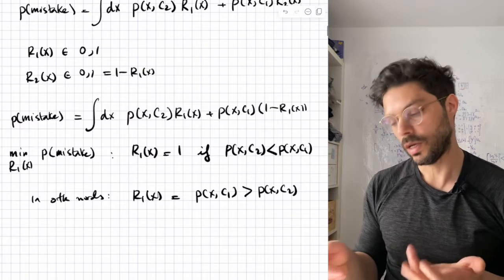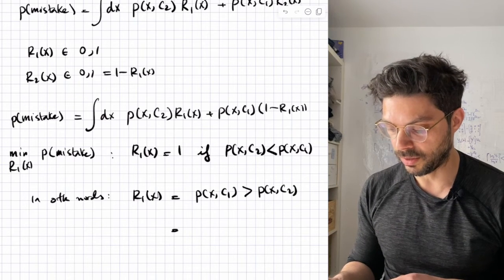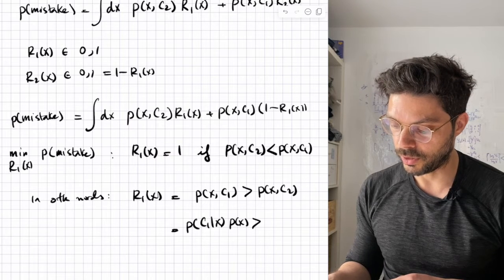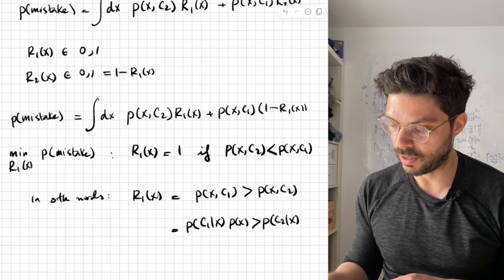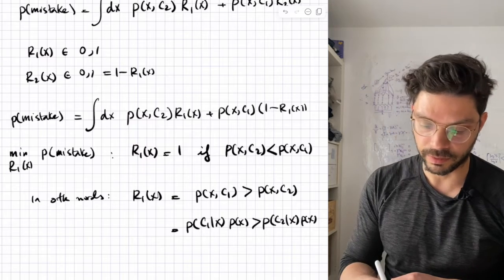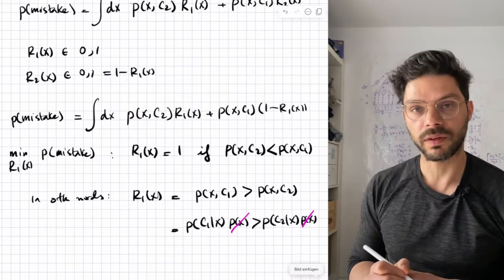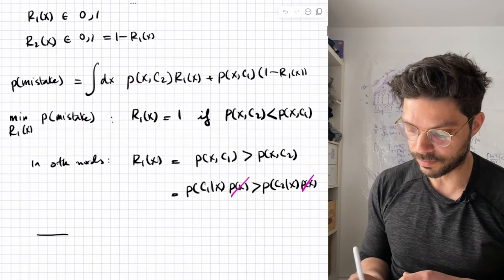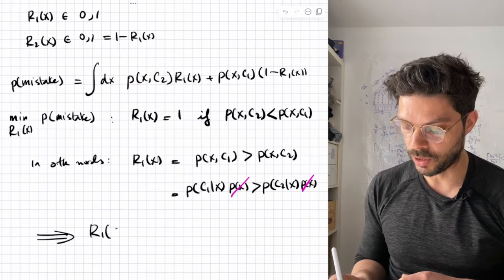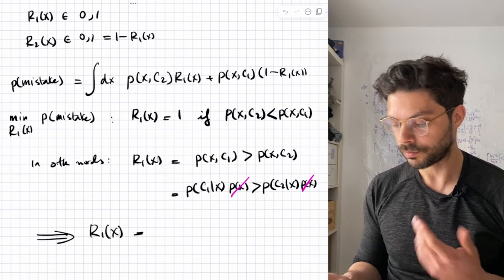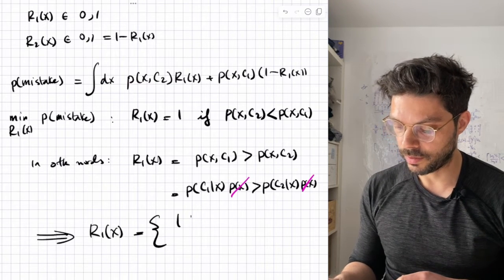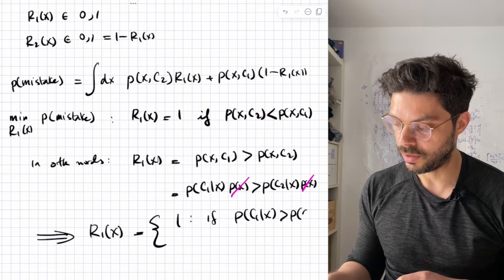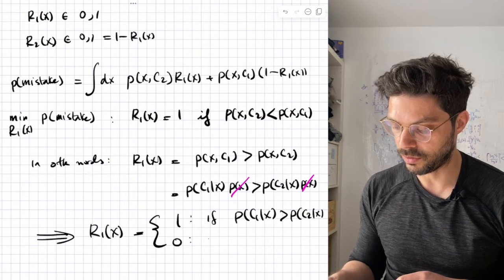And now if we use Bayes' rule, we can write this as P of C1 given x times P of x greater than P of C2 given x times P of x. And these P of x terms cancel out. So we arrive at the intuitive conclusion that R1 of x should equal 1 if P of C1 given x is greater than P of C2 given x, and is 0 otherwise.